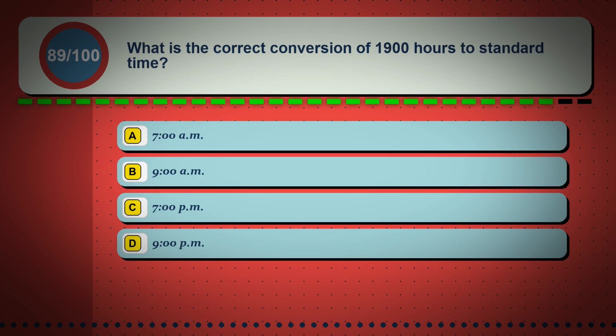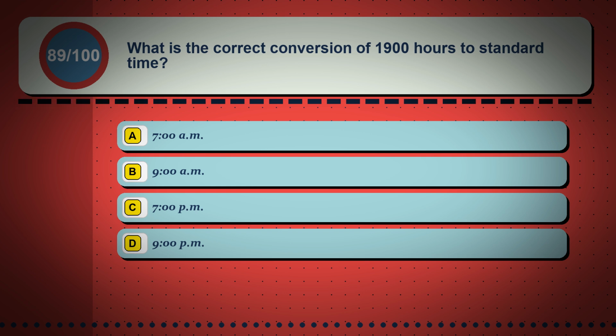Question 89. What is the correct conversion of 1900 hours to standard time? Option A. 7 a.m. Option B. 9 a.m. Option C. 7 p.m. Option D. 9 p.m.